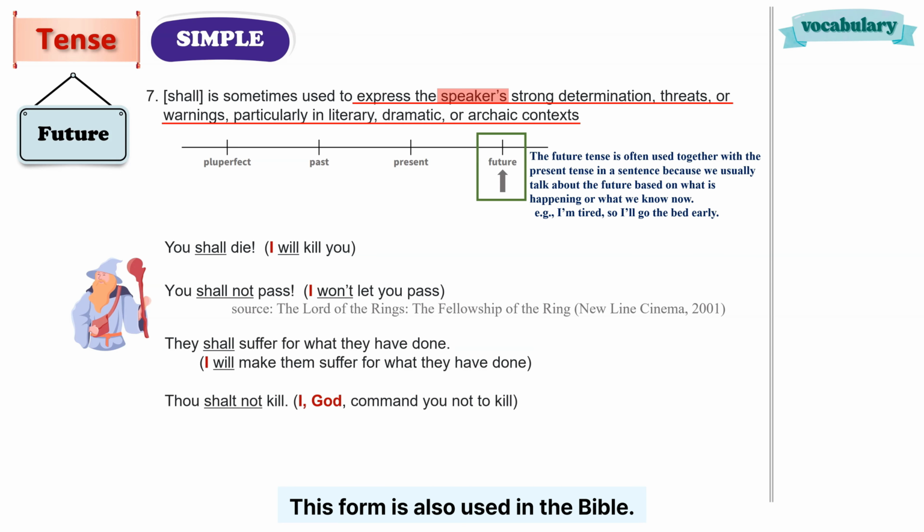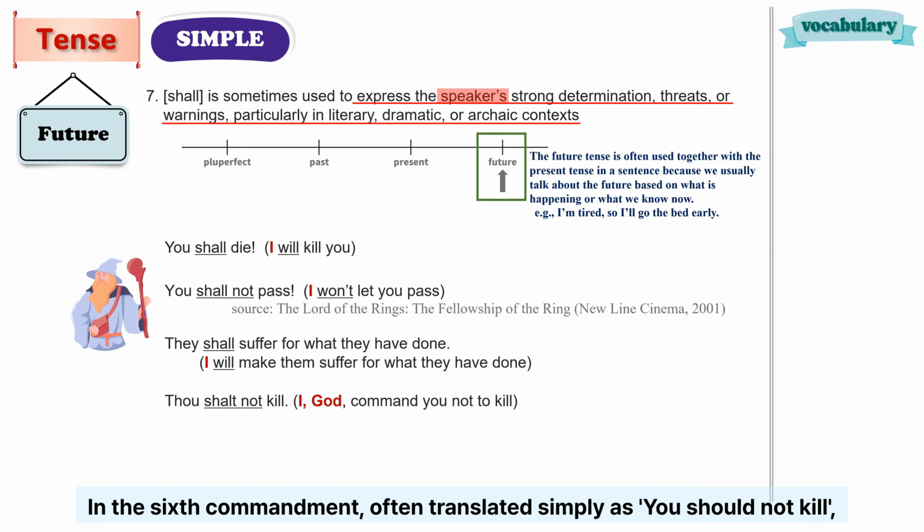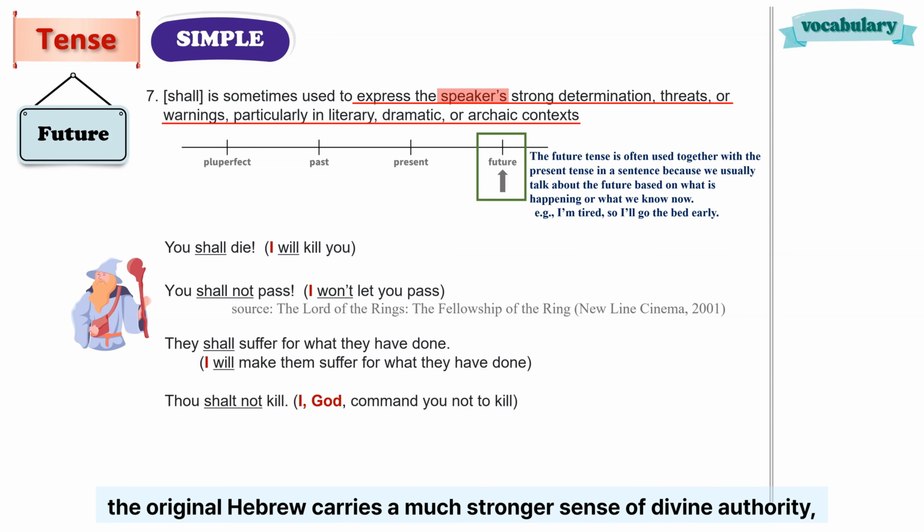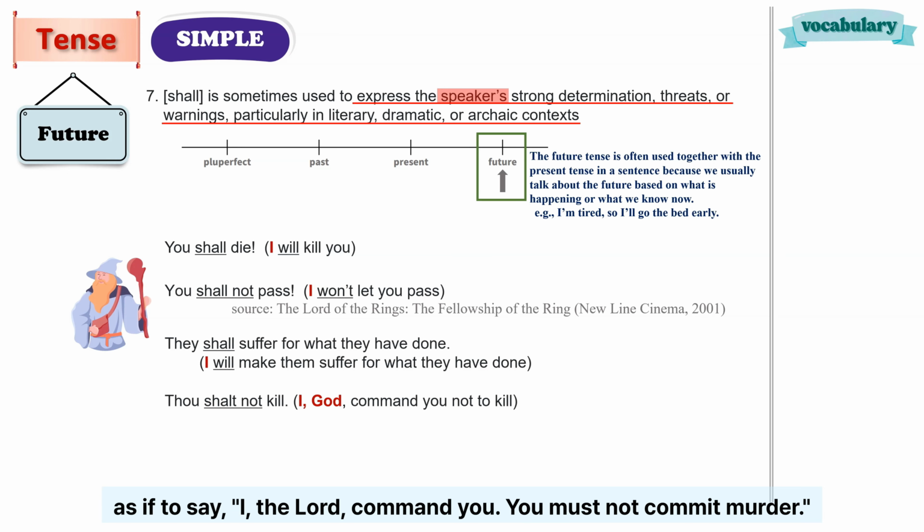This form is also used in the Bible. In the sixth commandment, often translated simply as you should not kill, the original Hebrew carries a much stronger sense of divine authority, as if to say, I, the Lord, command you, you must not commit murder.